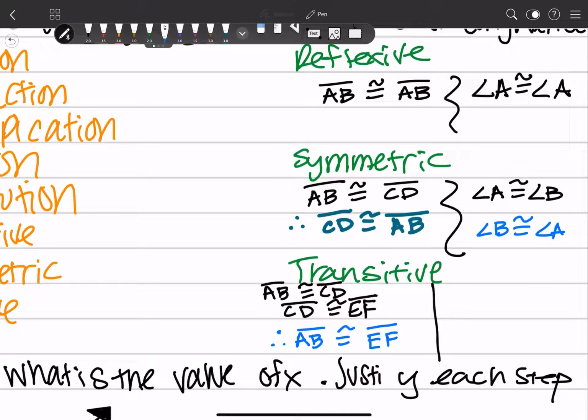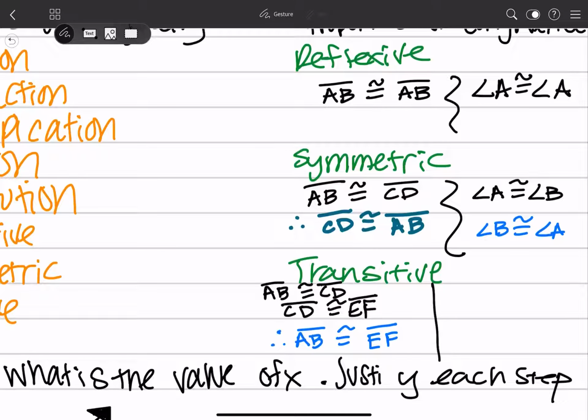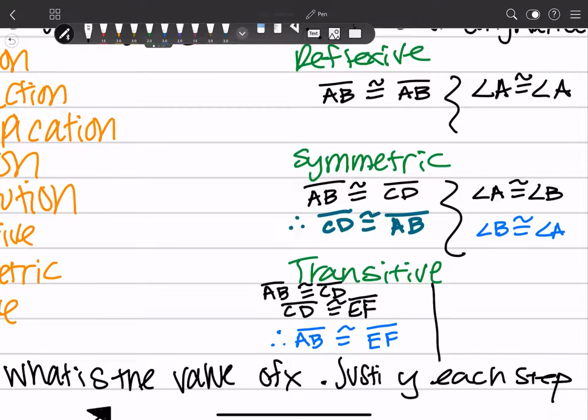Now, sometimes you might find the second statement right here, you might prove it and then end up having both of these. You might not be given both of them, but you might find them during your proof, and you can use that to use the transitive property if you need it. All right, so let's try with angles. We've got angle A is congruent to angle B, and we have found that angle B is congruent to angle C. So then you can therefore use that angle A is congruent to angle C.